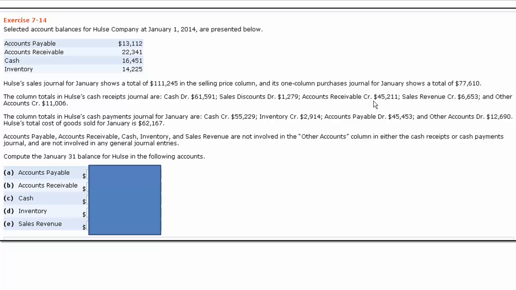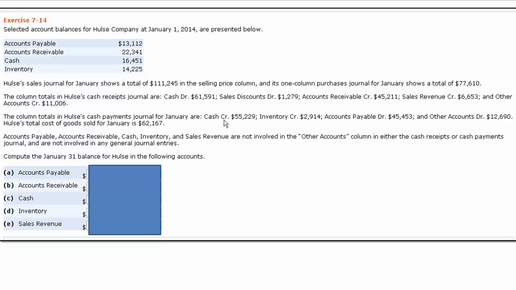That's where customers took a discount, and we have to show that the sales value decreased by the discount. Accounts receivable shows us that we're reducing accounts receivable when the customer pays us by $45,211. The sales revenue, where sales were made for cash, was in the amount of $6,653, and then there was other accounts, $11,006.